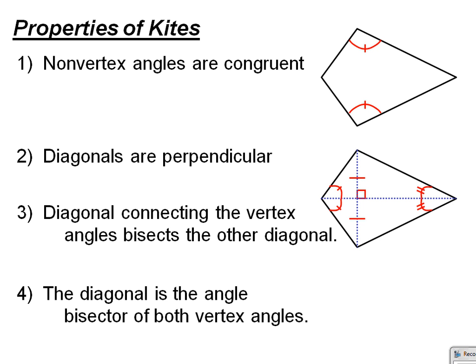These four properties are properties that kites inherit for being kites. Because a quadrilateral fits the definition of a kite, these four properties are then inherent to a kite.